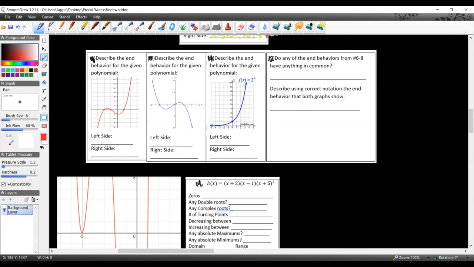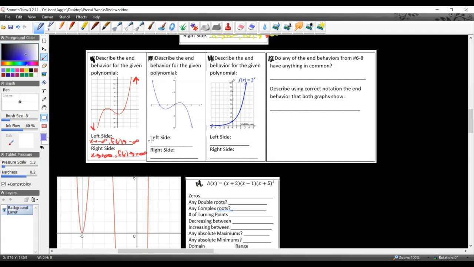So on the left side, that's going to be x approaches negative infinity. Okay, so on the left side, f of x is going, well, it's going down. So it's also negative infinity. On the right side, so over here, x approaches positive infinity. Okay, f of x is going, well, it's going up, so positive infinity. Okay, that's it for that one.